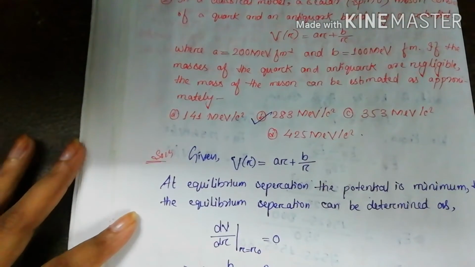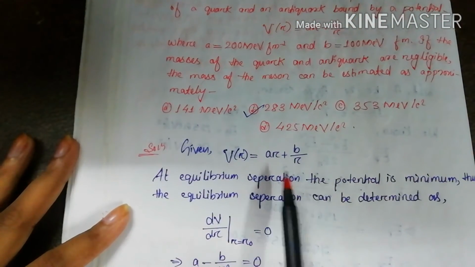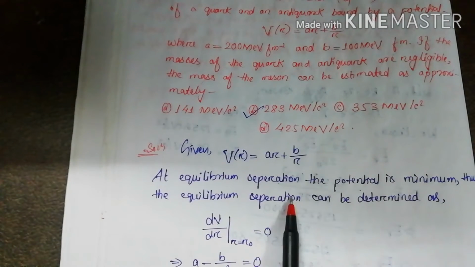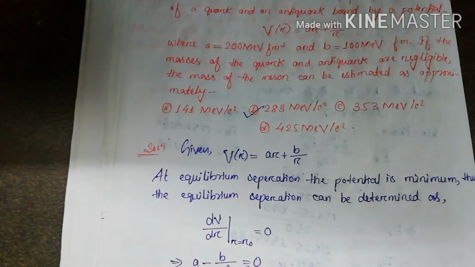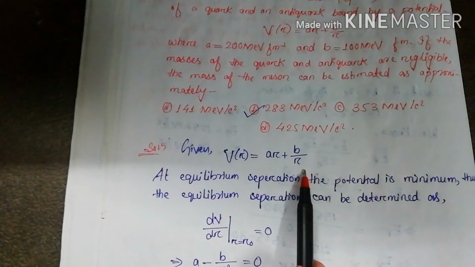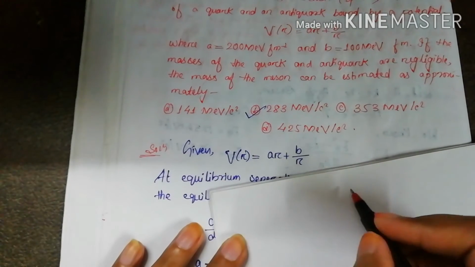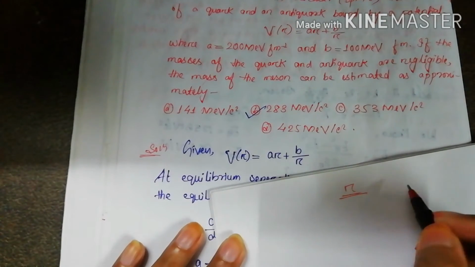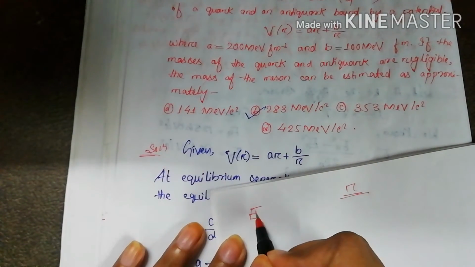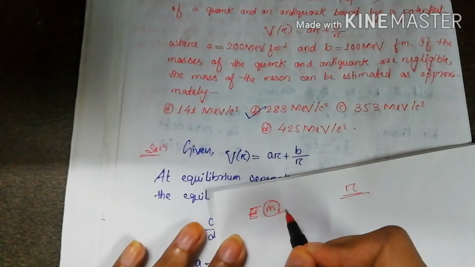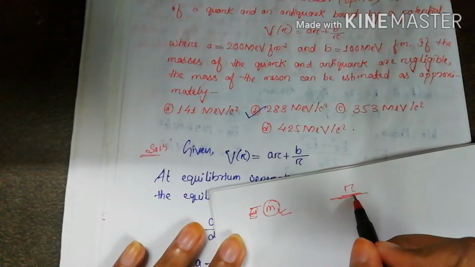We are using the condition of maxima or minima. That means we are just differentiating the potential and putting it equal to 0. We are doing this so that we can get the value of R, because we are asked to find the energy, right? First of all, we will find the value of R. We need to find the mass. This is what we need to find. We will first find the value of R.